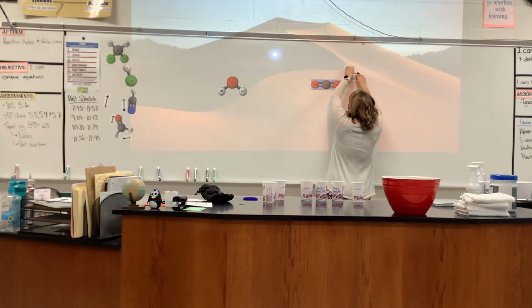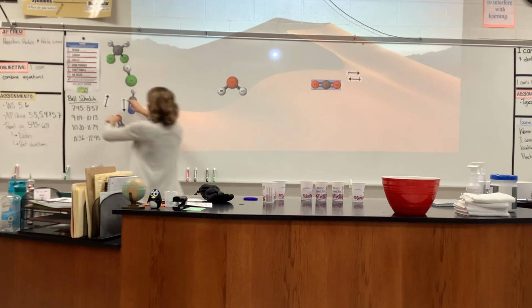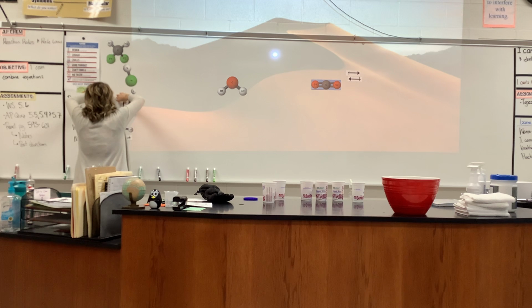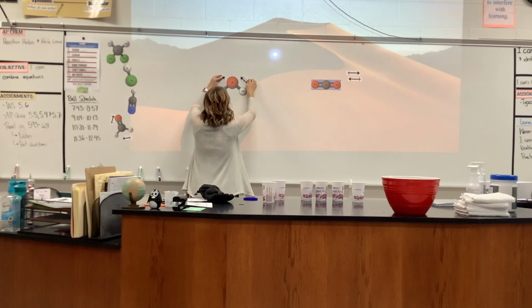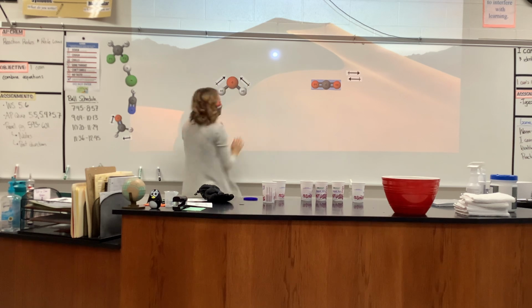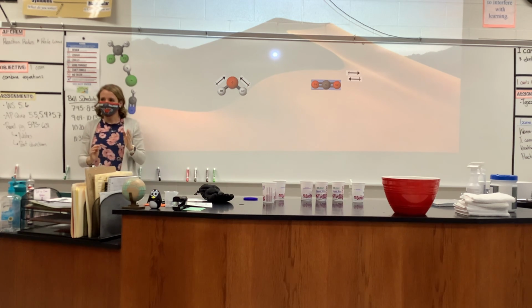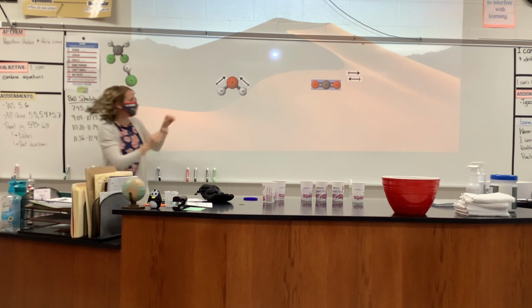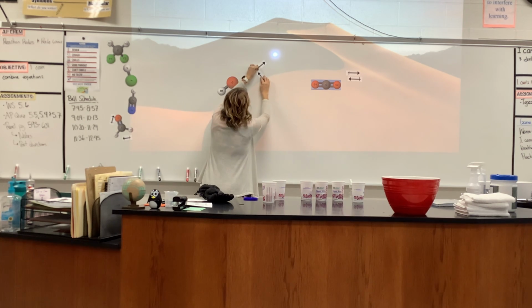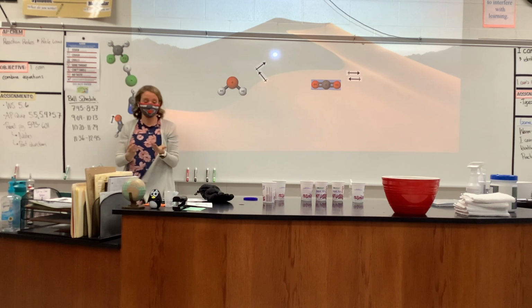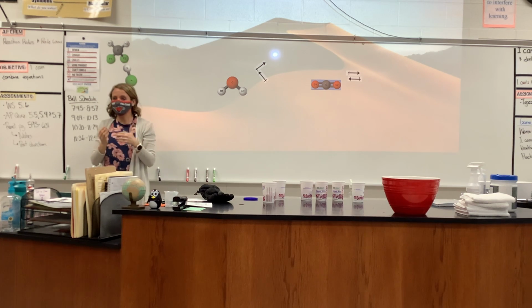Okay, for water here, actually I'll leave those up. In this case, the one with the higher electronegativity is oxygen, so you should have first drawn your arrows like so. But this time, because the shape is bent and not linear, they don't cancel each other out, which means you should have said that water is polar. Go ahead and have a smiley face for that if you got that right.